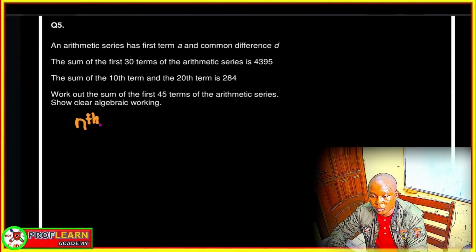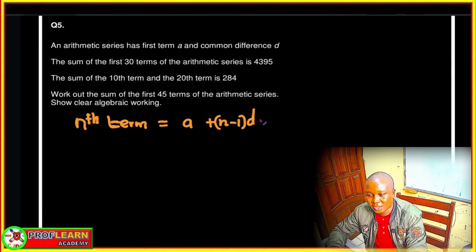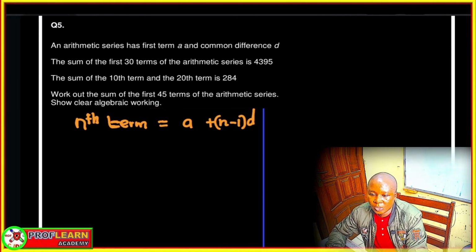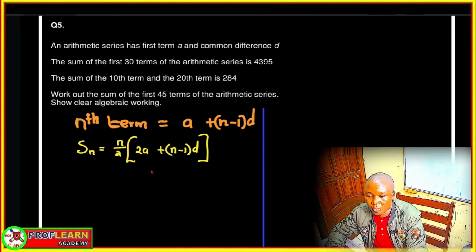So we are going to write the formula for the nth term. The nth term is the first term plus n minus 1 into d. That is the formula for the nth term of an arithmetic series. Also, you have to remember the sum of n terms is n over 2 into 2a plus n minus 1 into d. That is the standard formula for the sum of an AP or arithmetic series.